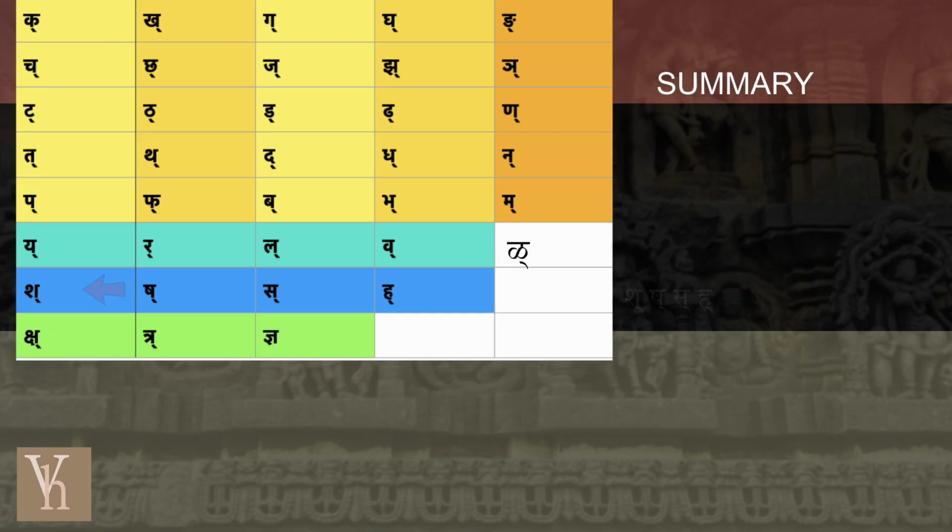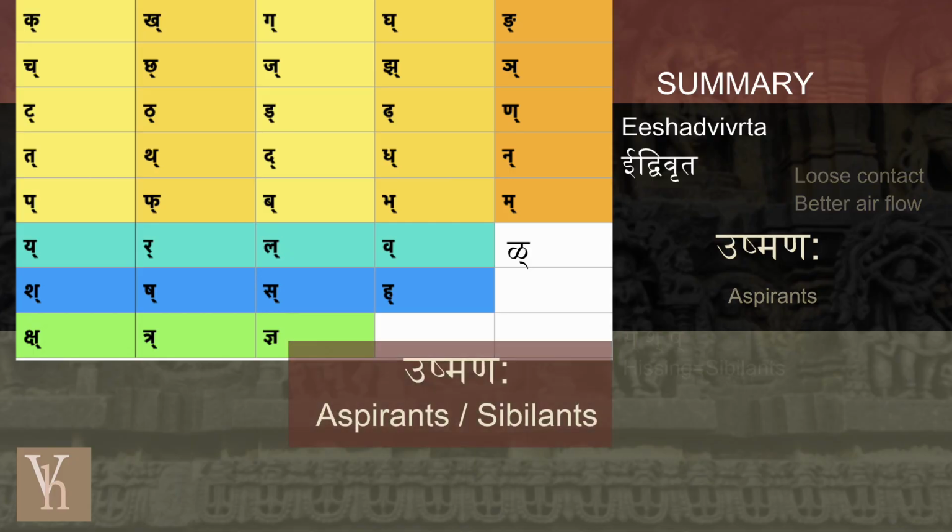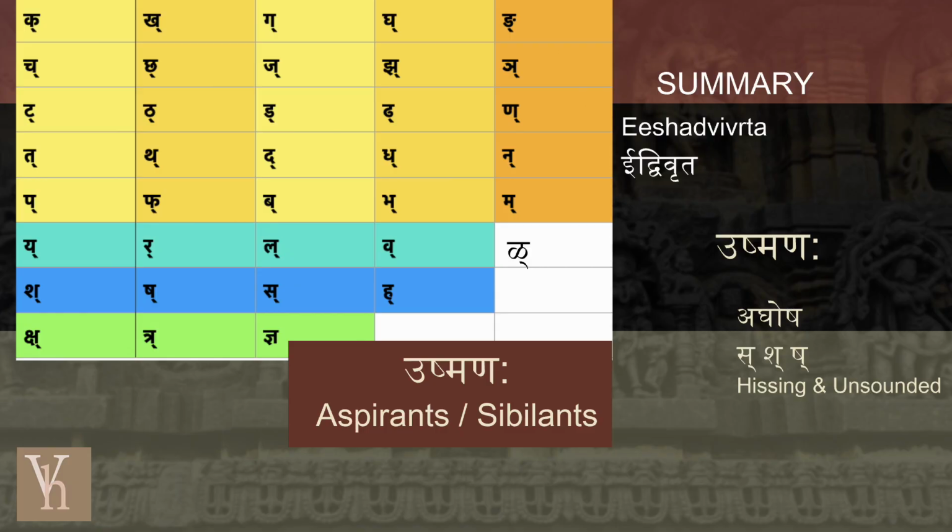The consonants sh, sh, s and h are produced by loose contact of mouth parts and better airflow. They are Eeshadvivrta. Since they are sounds produced by airflow, these sounds are called aspirants. And since s, sh and sh are hissing sounds, they are called Sibilants, UShmaNAh. S, sh and sh do not use the vocal cords and therefore they are aghosha, and h sound uses the vocal cords, therefore it is saghosha.